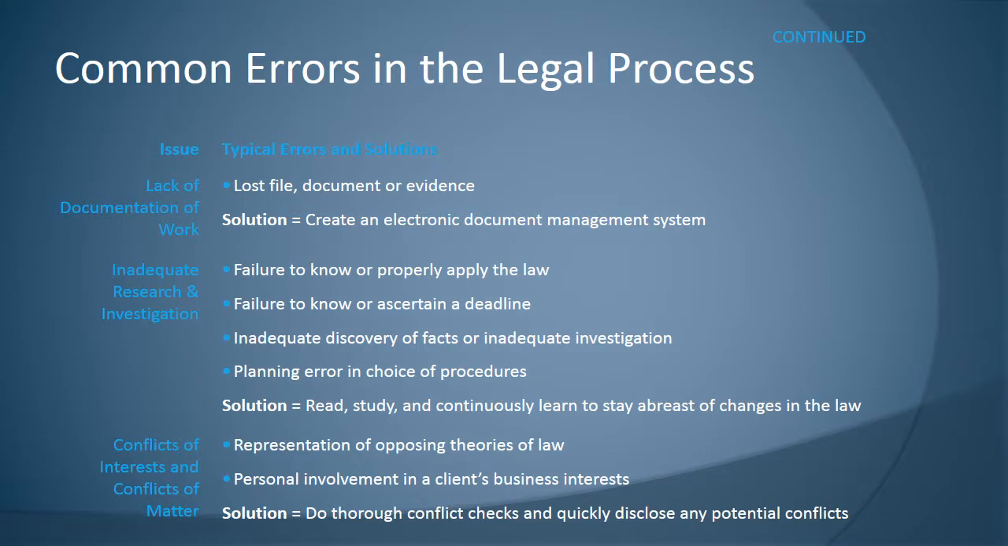Another issue that's common in legal processes is conflicts of interest and conflicts of matter. Errors related to this are representation of opposing theories of law. This will happen when your firm takes on a client and it's representing someone where it's an opposing theory of a law from a previous client, or it's another case that's being worked on. So you really don't have control over that, because you don't choose clients.